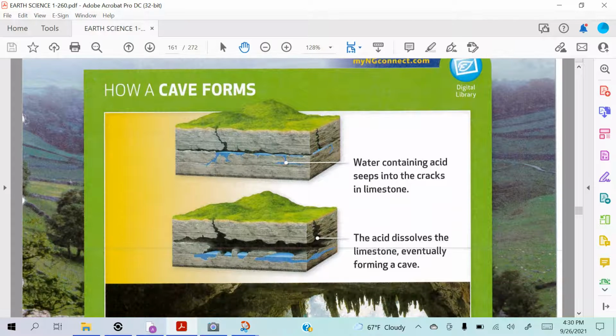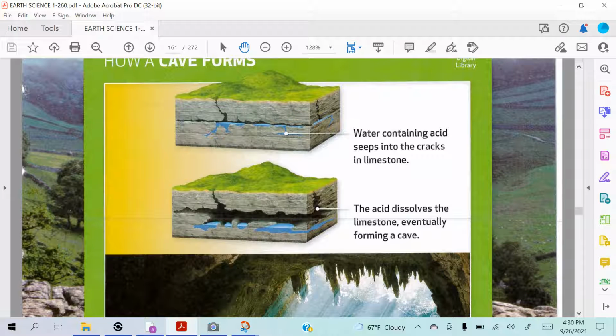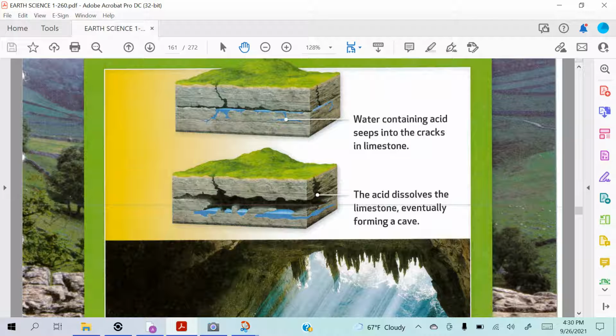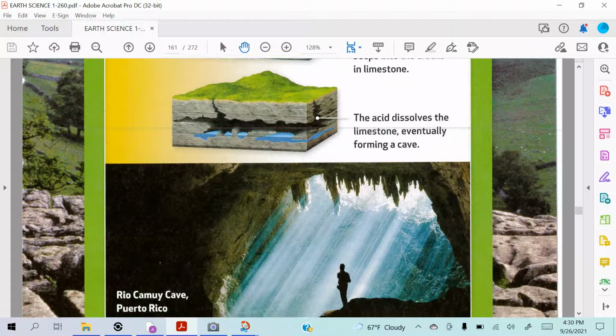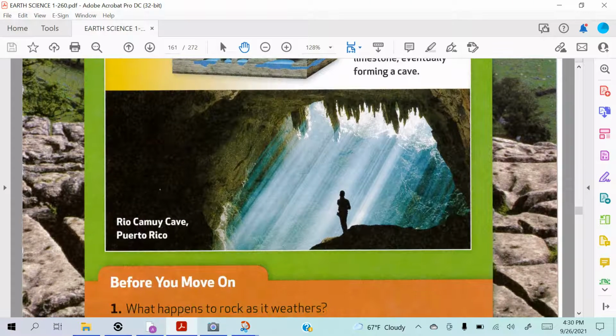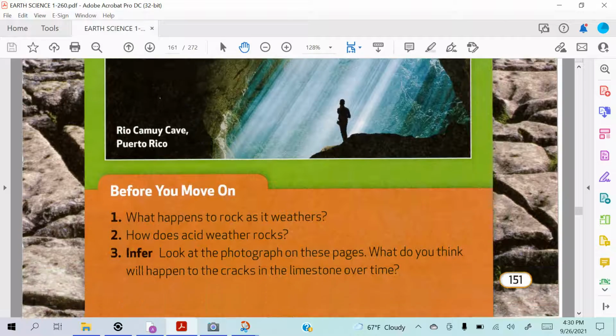Pretty cool, right? Water containing acid seeps into the cracks in the limestone and kind of washes it all and undermines it underneath. And then the acid dissolves the limestone, eventually forming a cave. Pretty good stuff, right? This looks like the Rio Camoy Cave in Puerto Rico.